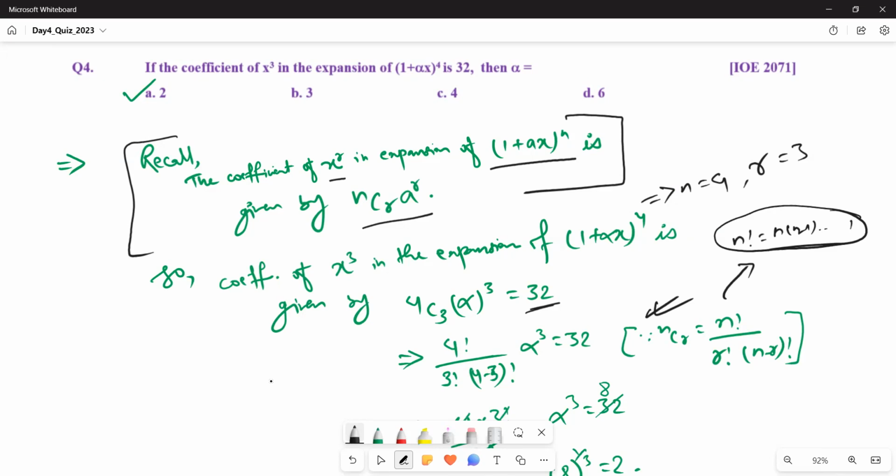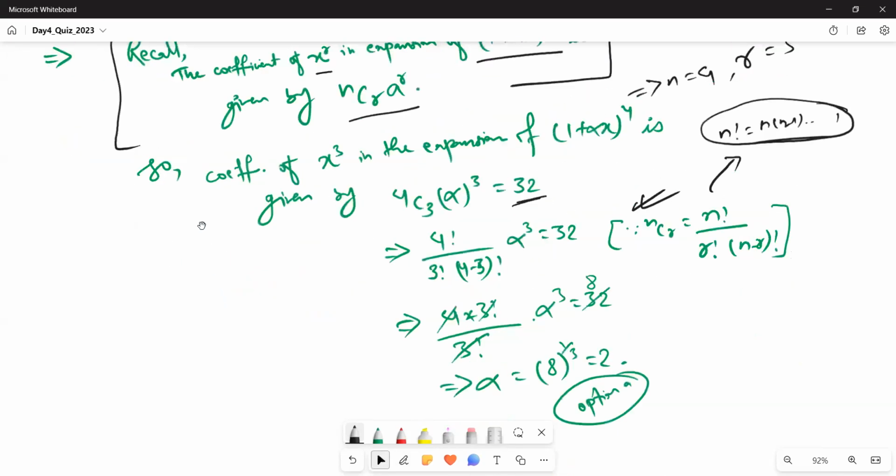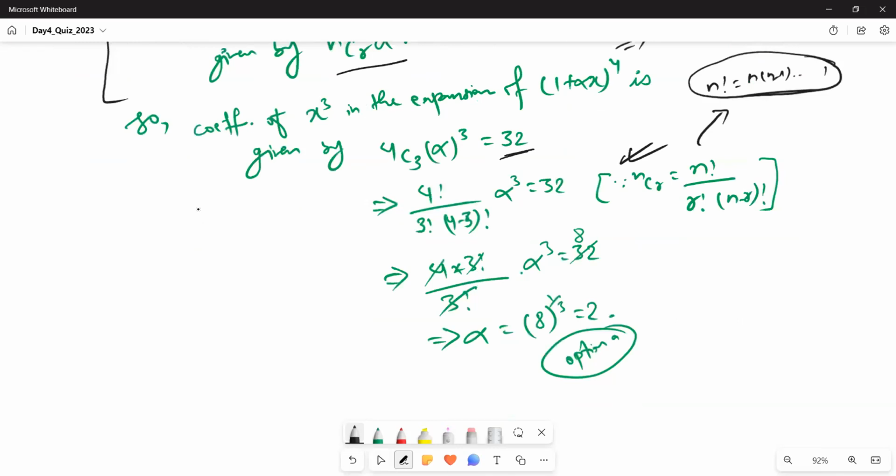So now, 4C3 is what? 4 factorial by 3 factorial times (4 minus 3) factorial, that is n factorial by r factorial times (n minus r) factorial, that is nCr. And then alpha cube equals 32. When you simplify it, in 4 factorial we have 4 times 3 factorial. So below is 3 factorial, the 3 factorial gets cancelled, we have 4, and on the right side we have 32. 32 divided by 4 gives 8, and when you calculate the cube root of 8, you get 2.